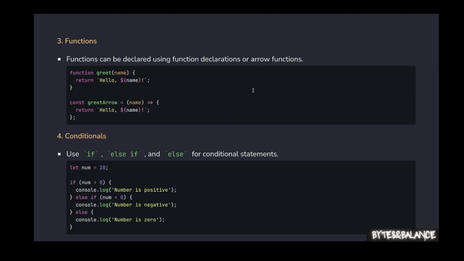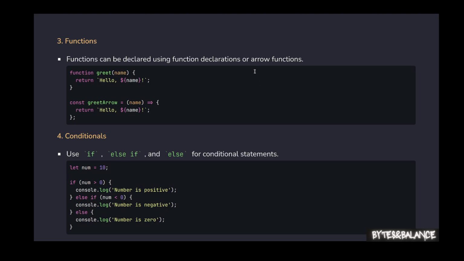Or arrow functions, a more modern and concise way to define functions. For instance, const greet = (name) => return hello with that name. It achieves the same result as the previous example, but uses the arrow function syntax.